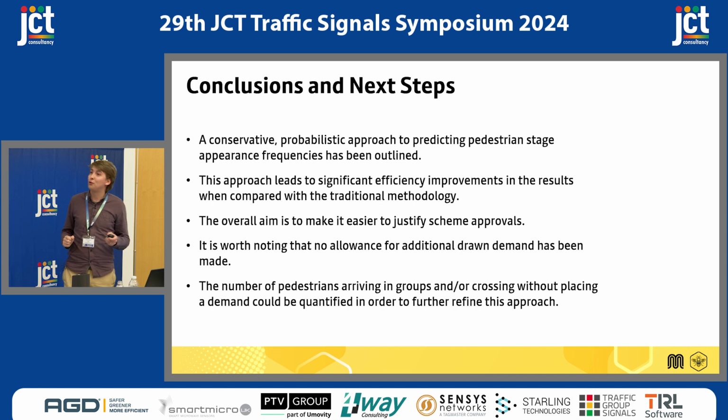So hopefully I've gone through a sort of a conservative approach that uses probability equations to estimate an appearance frequency for a new pedestrian stage. I know I've done it on existing sites to show kind of how it would work, but we've then been using that for new schemes as part of this appraisals process. And hopefully I've shown that that process can lead to significant improvements in your results when it comes to the efficiency of your modelling or the reported junction efficiency.